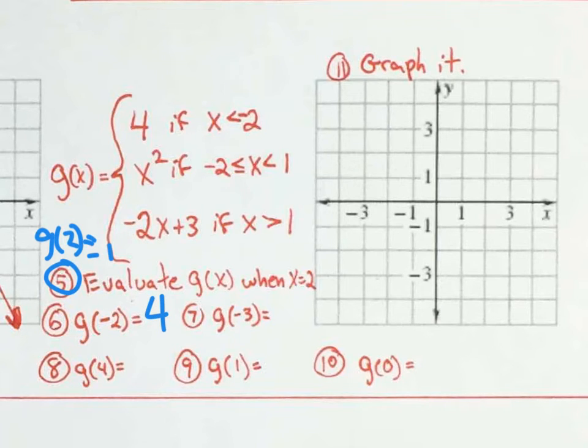For number 7, let's plug in negative 3. The question is, where do we plug it in? Is negative 3 less than negative 2? Yes, it is. So we're plugging it into this one, but there's nowhere to plug in anything. The answer is just 4.